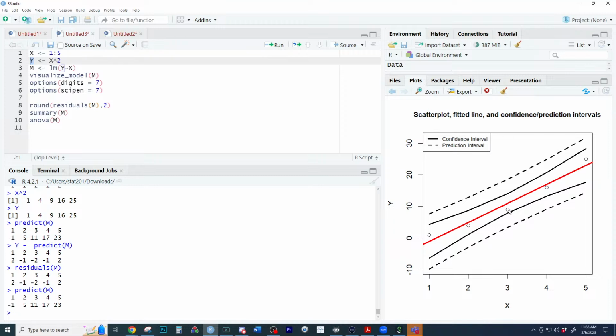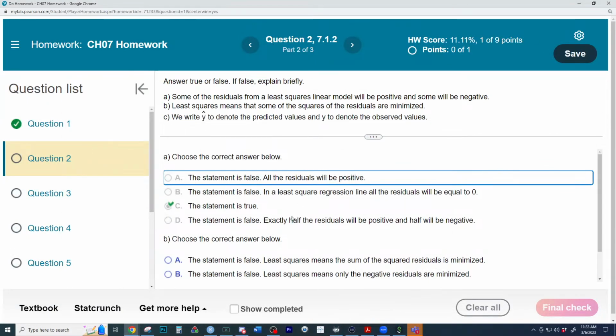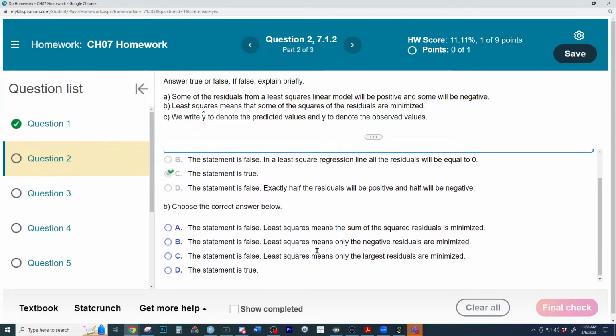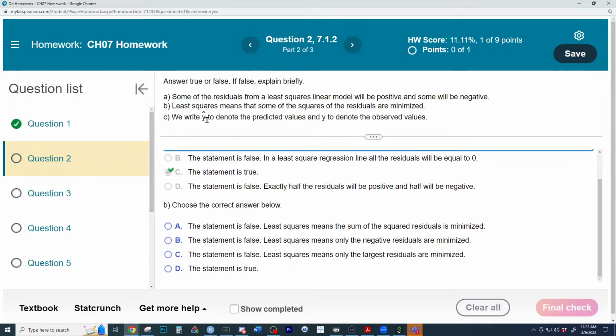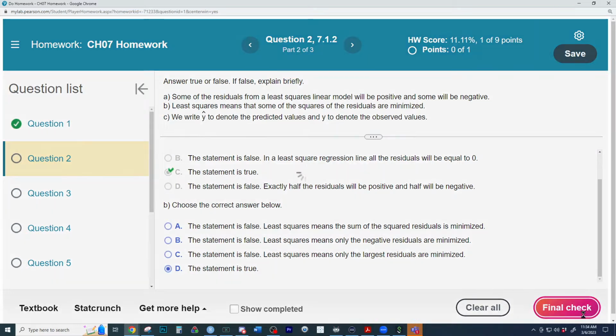Residuals is how far a point is above or below the line, which is really what they're trying to communicate right here. Choose the correct answer below. What does the last one say? We write y hat to denote the predicted value and y to denote the observed. Yeah, that's totally true.